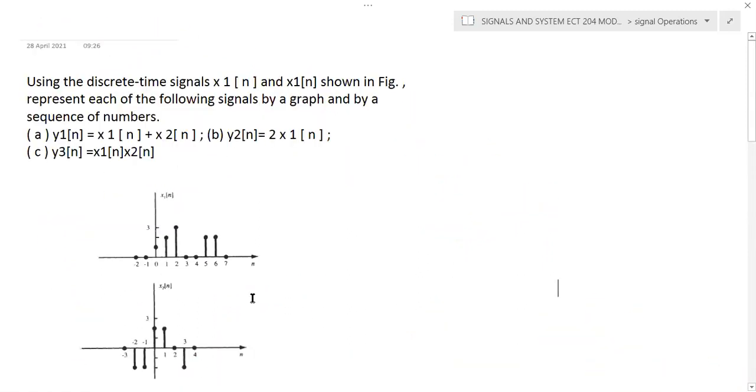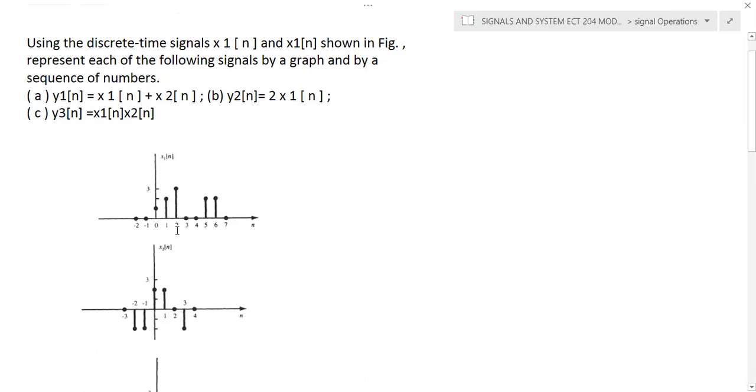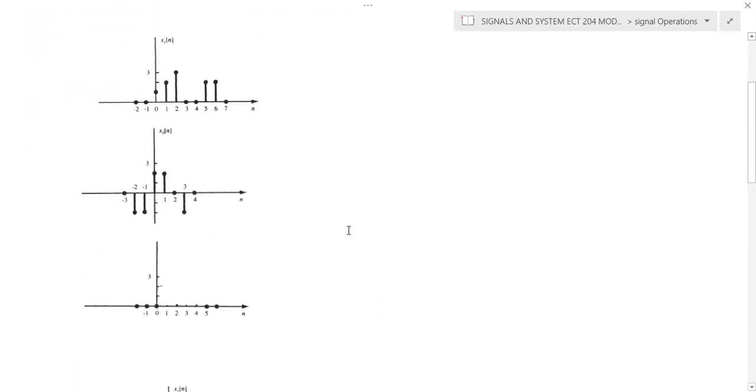Now we'll do one more problem related to signal addition, multiplication, etc. So we need to find y1 of n, which is x1 of n plus x2 of n. x1 of n is given, x2 of n is given. So we need to add these two signals, that is y1 of n. y1 of n is simply the sum of x1 of n plus x2 of n. So you need to simply add the two values.